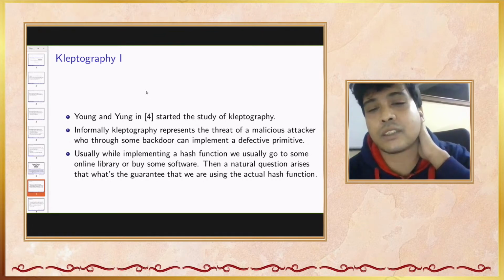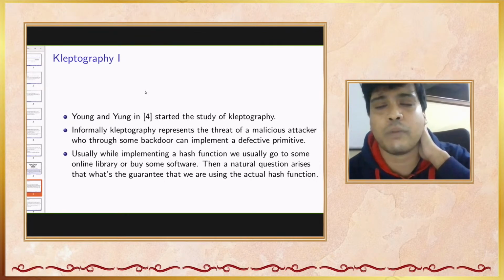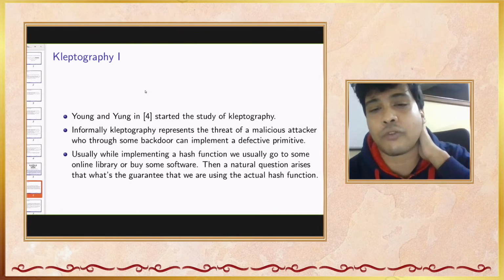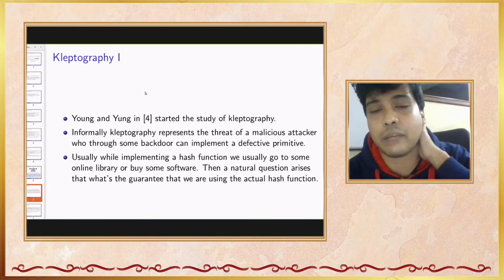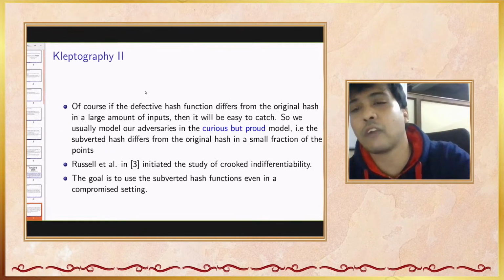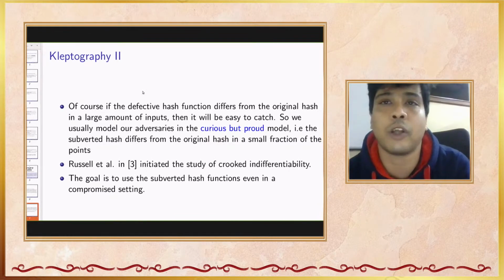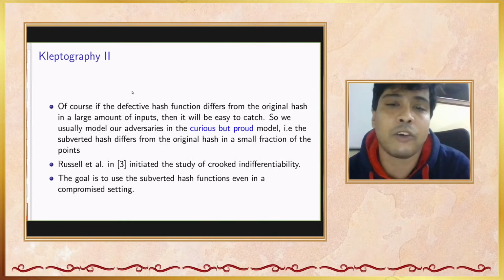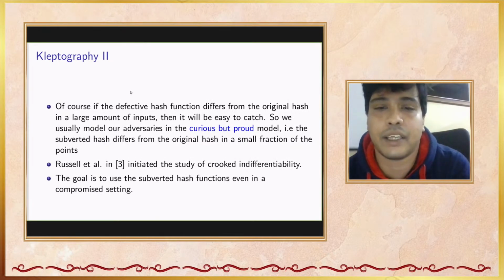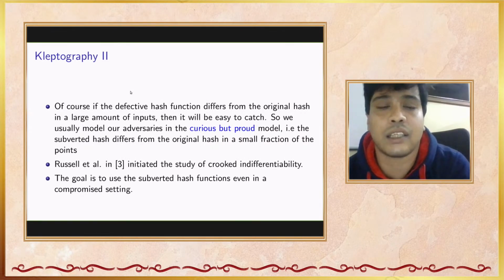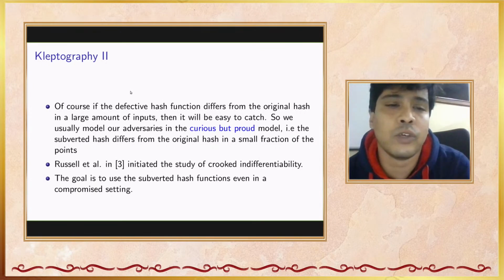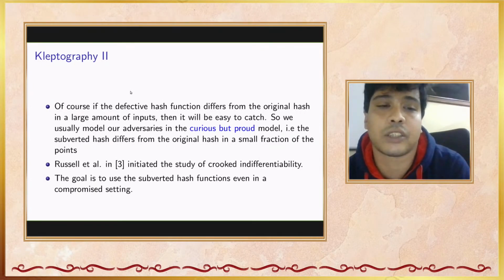Now, basically, when we implement a hash function, we either get it from some online library or we buy some software. But what is the guarantee that the software we have bought or the code we have gotten from the online library is the actual hash function and is not itself corrupted? Now, of course, if the defective hash function differs from the original hash function on a very large amount of inputs, it will be easy to catch by randomly checking. So a common way to model the adversaries in these cases is the so-called curious but proud model. The subverted function differs from the original function only in a small fraction of the points.